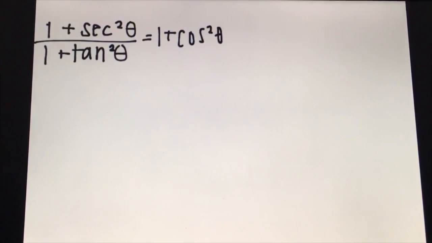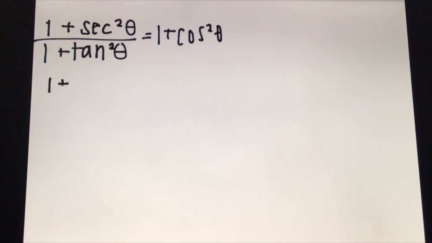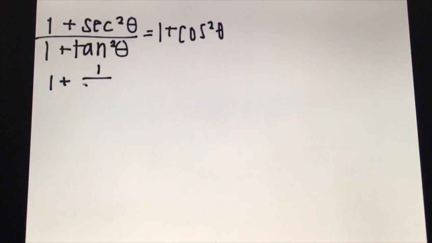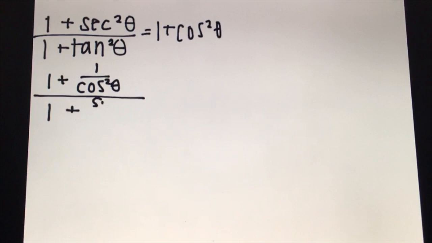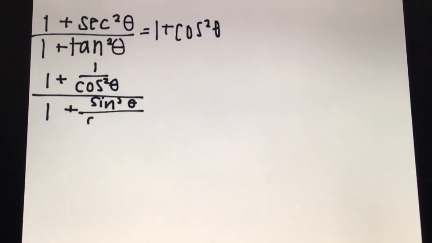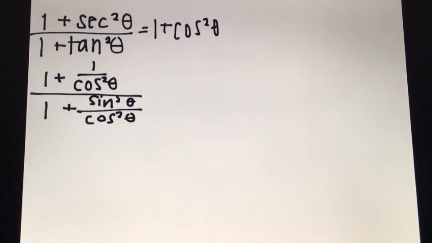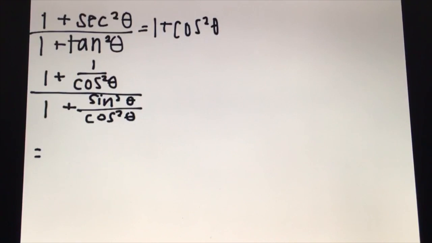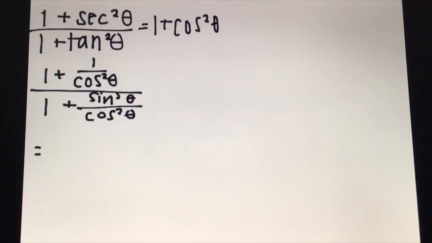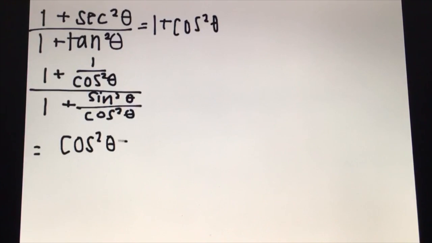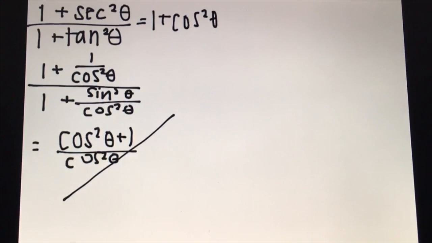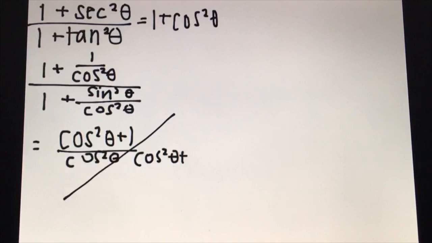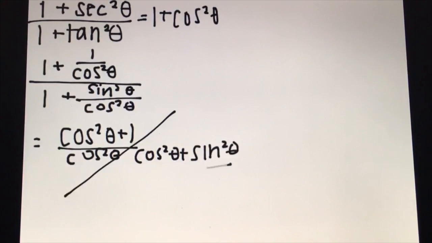So our left side is obviously the more complicated side, so it's going to change into 1 plus 1 over cosine squared theta. And that whole thing is going to be divided by 1 plus sine squared theta over cosine squared theta. Then that is going to equal, we're going to get a common denominator so that we don't have fractions within fractions. So when we get our common denominator, it's going to be cosine squared theta plus 1 over cosine squared theta. And that whole thing is going to be divided by cosine squared theta plus sine squared theta divided by cosine squared theta.